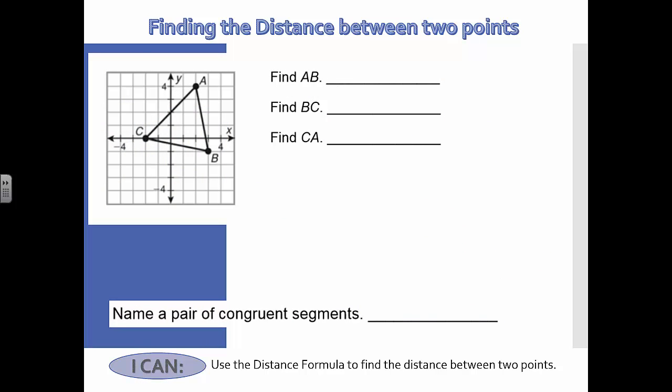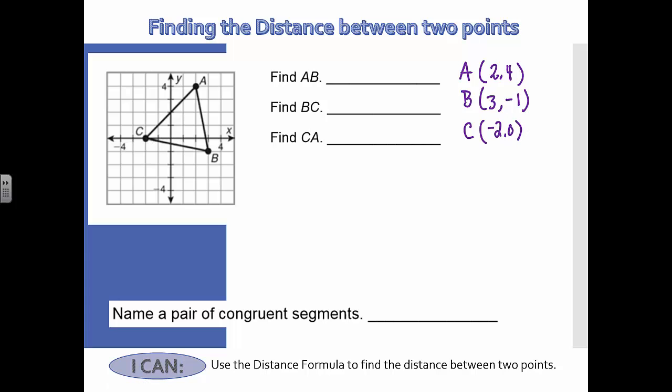Now for our last example, we have a triangle ABC in the coordinate plane, and it looks like we're being asked to find the lengths of all three segments. So first I'm going to write the coordinates of each of these. The coordinates of B is 3, negative 1. And actually, A is 2, 4. My bad. And then C is negative 2, 0.